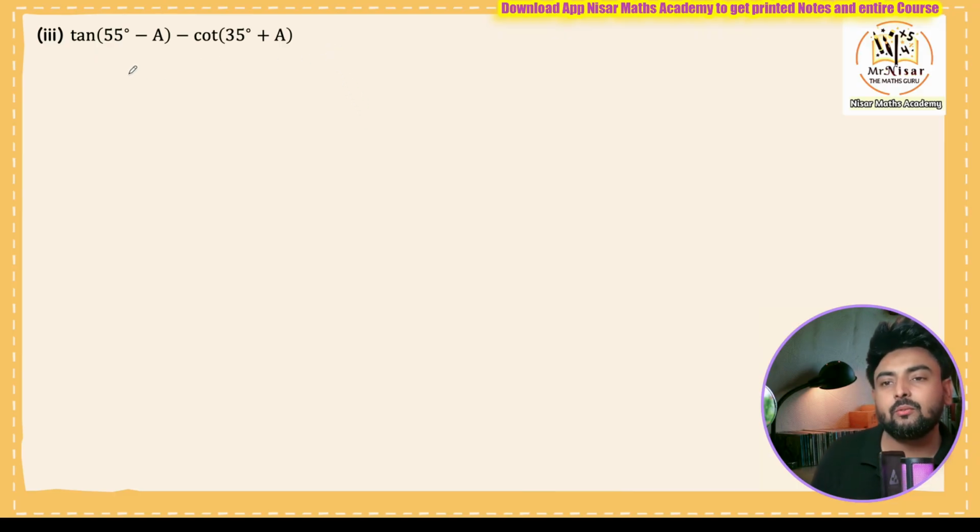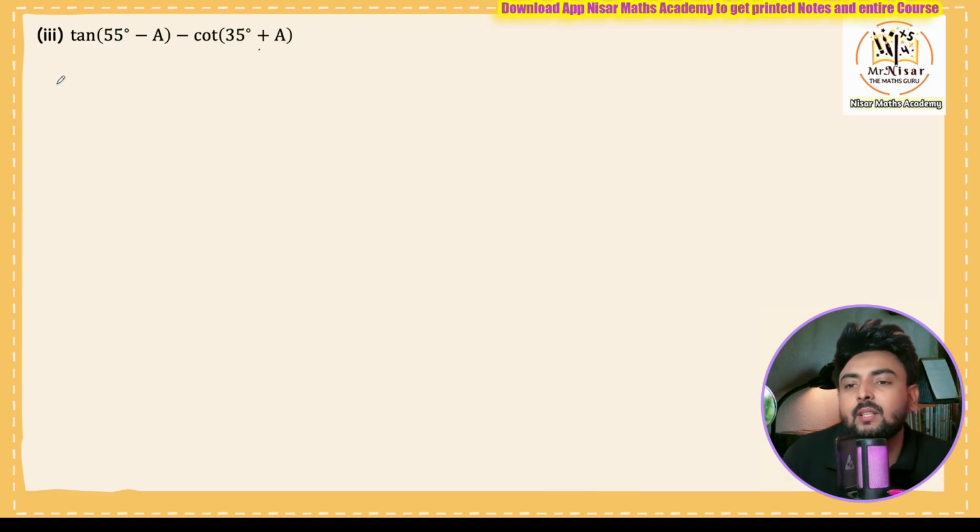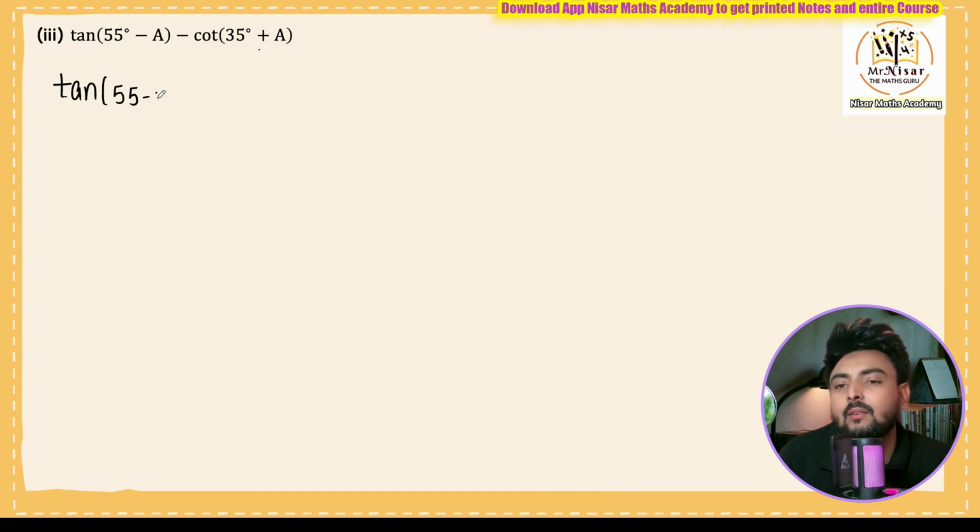The next question we have is tan 55 minus a minus cot 35 plus a. See, many students make mistakes here. I don't know why, but it's very easy to understand. Children, here tan 55 minus a I'll write as it is. We need to find its complementary, no? Now here, cot. See, the first step is we should write in terms of 90, which I have taught you many times. So 90 minus what becomes 35 plus a? 90 minus what becomes 35?